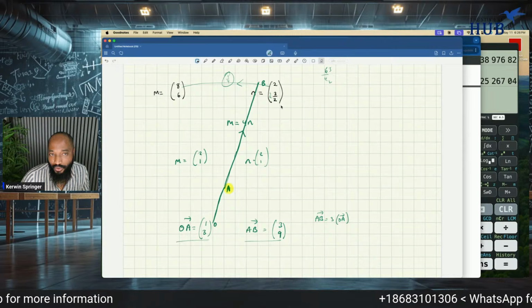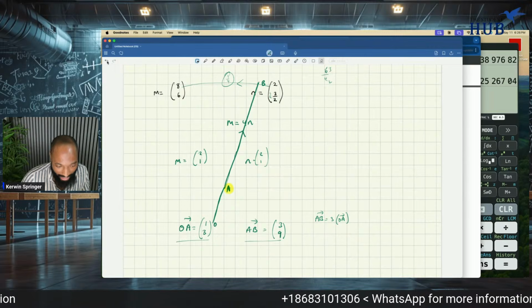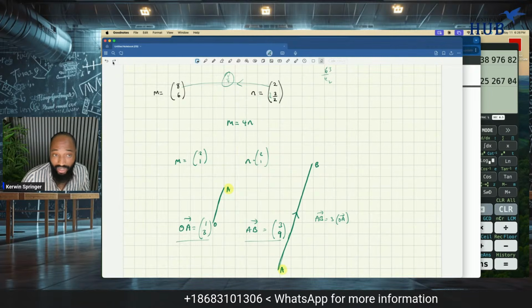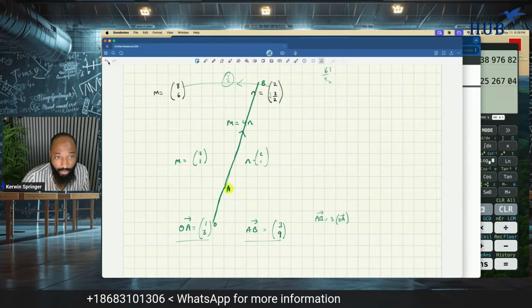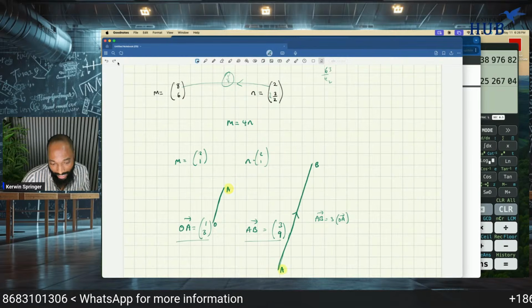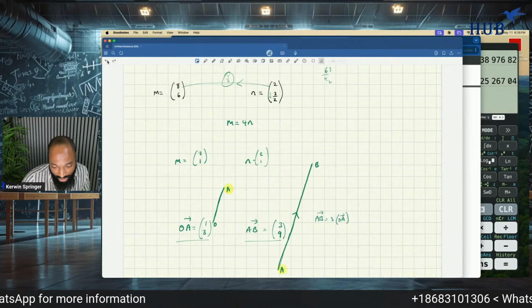So how do you prove something is collinear? Class, you just need to prove that they are parallel and that they share a common point. Parallel and running through a common point means collinear.